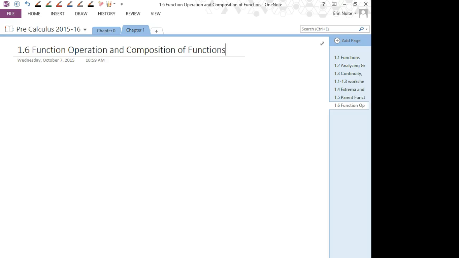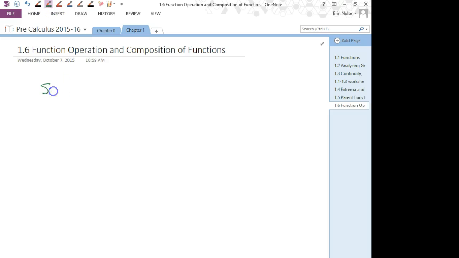Okay, so I'm going to start with function operation. The idea is that we are going to be taking two different functions. We are going to add, subtract, multiply, divide them, and then we'll also do some computations where we plug one into the other one. Okay?